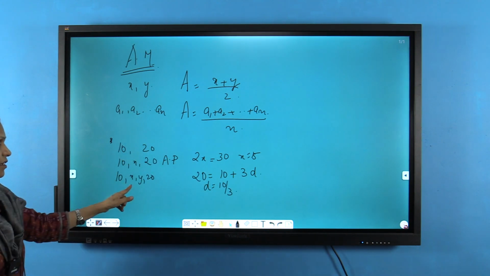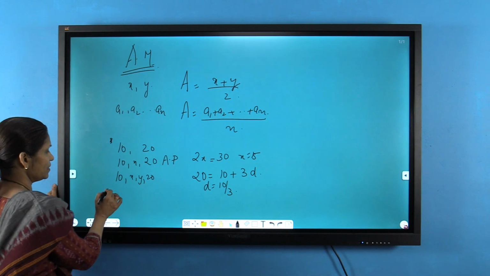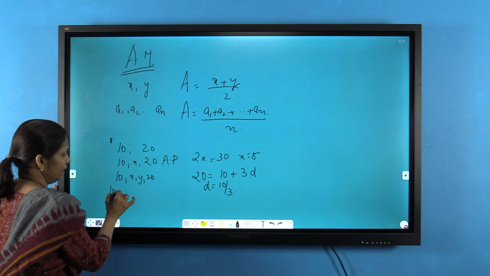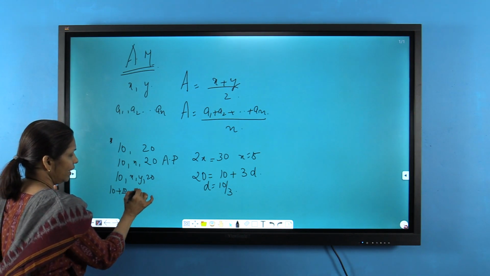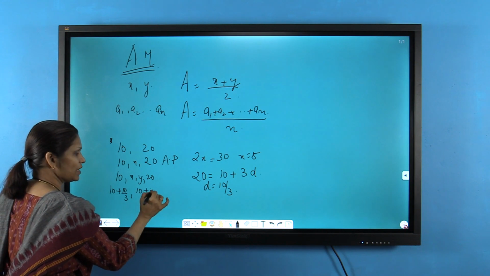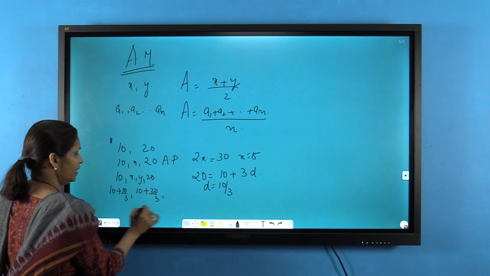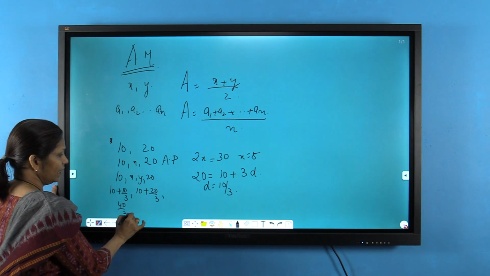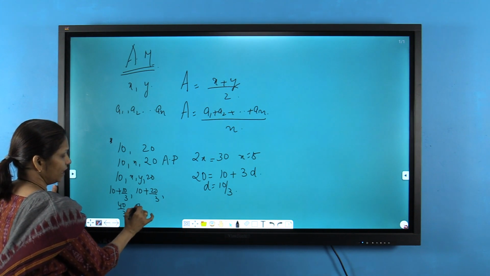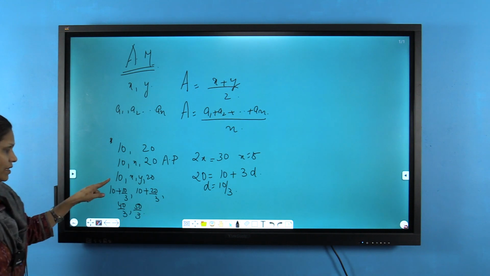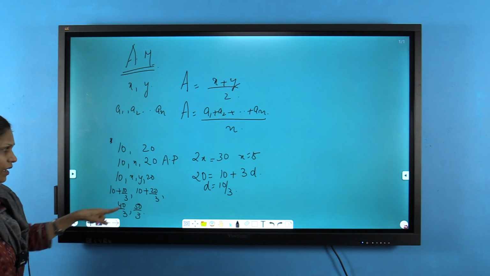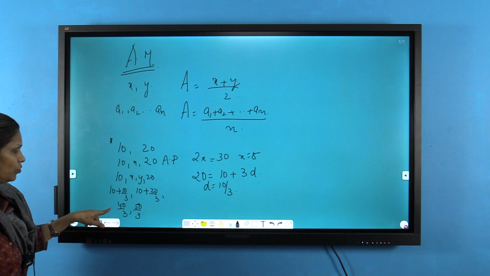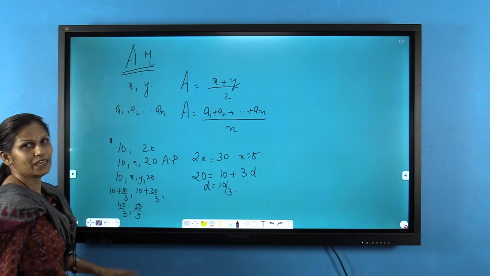Okay. So, what are the two terms to be inserted? 10 plus 10 by 3, which is 40 by 3, and 10 plus 2 into 10 by 3, which is 50 by 3. If you observe, this 10 is just 30 by 3 and this is 60 by 3. So, these are the two terms to be inserted.